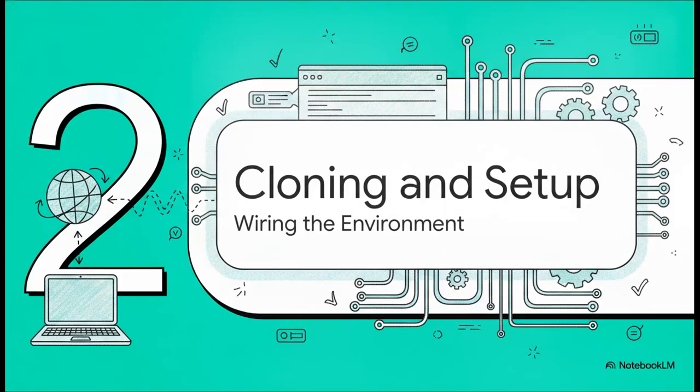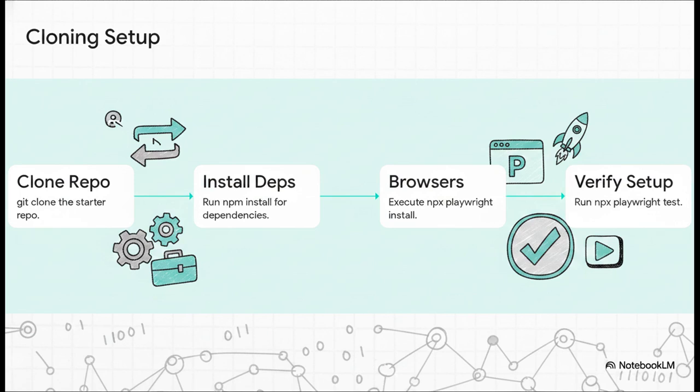Moving right along to Section 2, cloning and setup, wiring the local environment. For experienced QA engineers, these 4 standard commands are practically muscle memory, right? Clone the repo, run npm install for your dependencies, run npx playwright install for your browsers, and then finish it all off with a quick test command. We absolutely need this traditional baseline functioning flawlessly before we even think about introducing the AI into the mix.